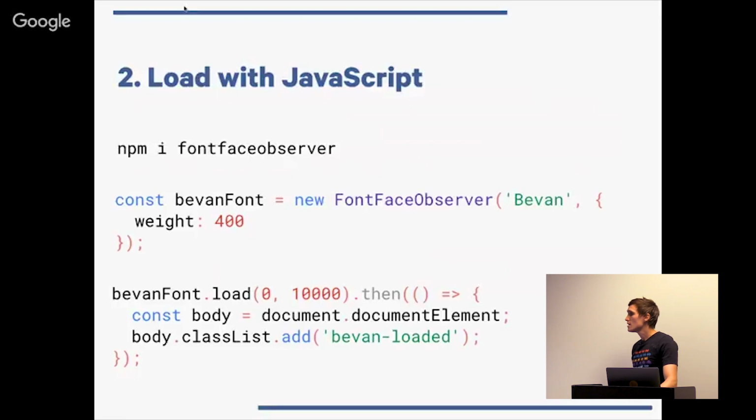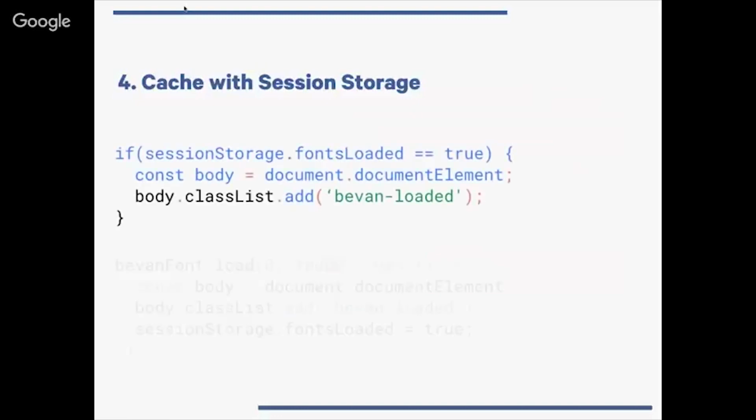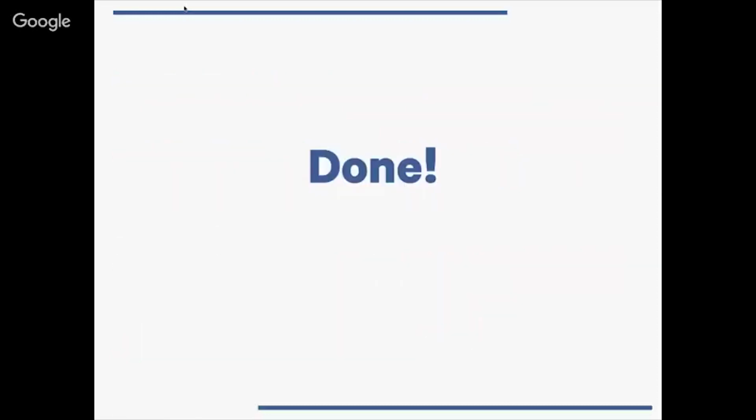And then once it's loaded, I'm just going to grab the body, and I'm just going to add the class list of Bevan loaded. And so my Bevan loaded class just sets the font family to Bevan. And so it swaps, just like that. And then right here, for caching with session storage, I'll check to see if the fonts loaded is true and add Bevan. And then if not, then I'll just do that load I did before. And once it's loaded, I set that variable to true. So any subsequent requests just render the font immediately. And we're done.